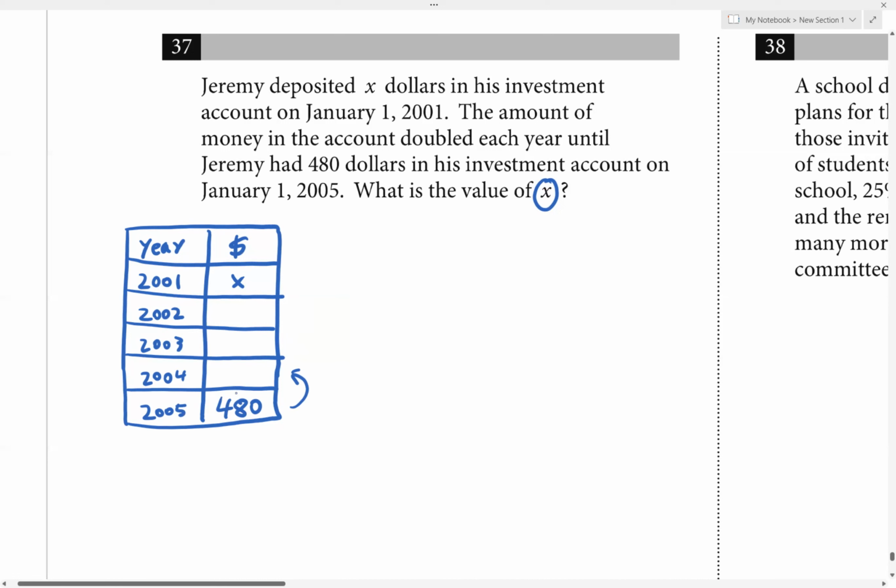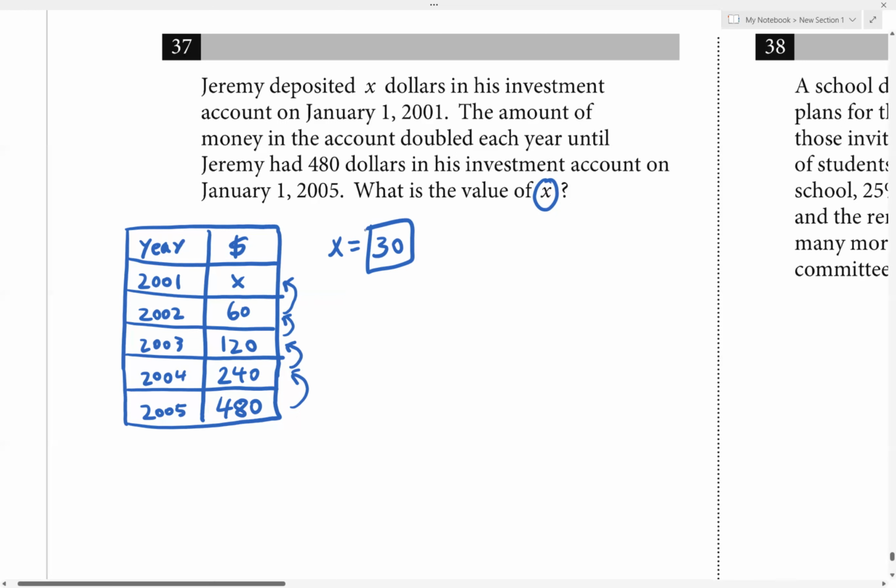Okay, so 480 divided by 2. So in 2004, it should be $240. Okay, and then 2003, we divide by 2, will be $120. Go back one more time, divide by 2, we get $60. And then lastly, go back one more time, X should be 60 divided by 2, which is 30. All right, so we know X should be 30 then. He started with $30 in the year 2001. All right, and that will be the answer.